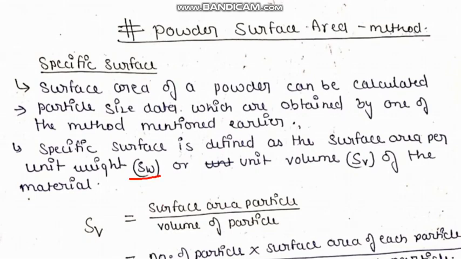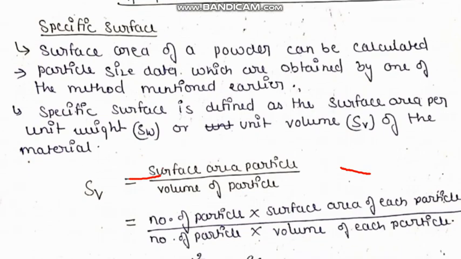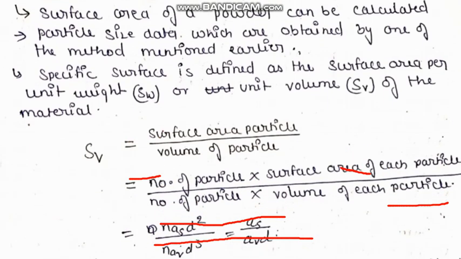or per unit volume, represented by SV, of the material. So SV is equal to surface area of the particle divided by volume of the particle. Surface area of the particle is replaced by number of particles into surface area of each particle, and volume of the particle is replaced by number of particles into volume of each particle.